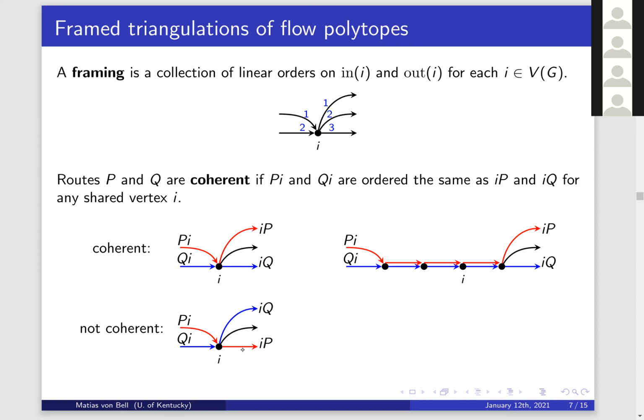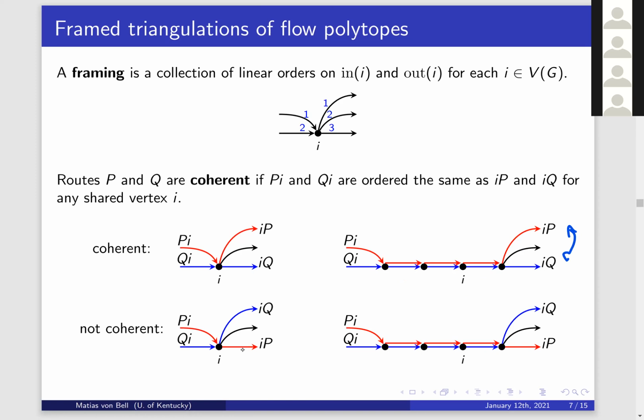And also another point to mention here is that if we have multiple sets of vertices that are shared between P and Q, then we go to the previous vertex before which they differ to compare them, and then go to the next vertex after which they differ to compare them there. All right, and same thing if we swap the orders here, then it's not coherent on the bottom.